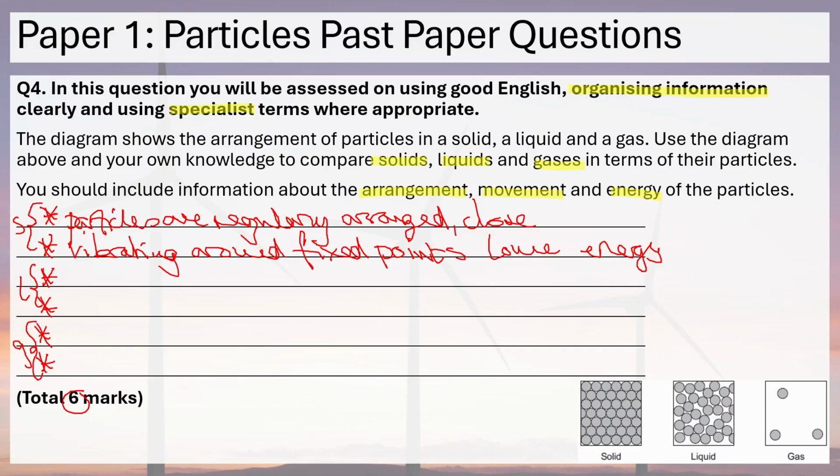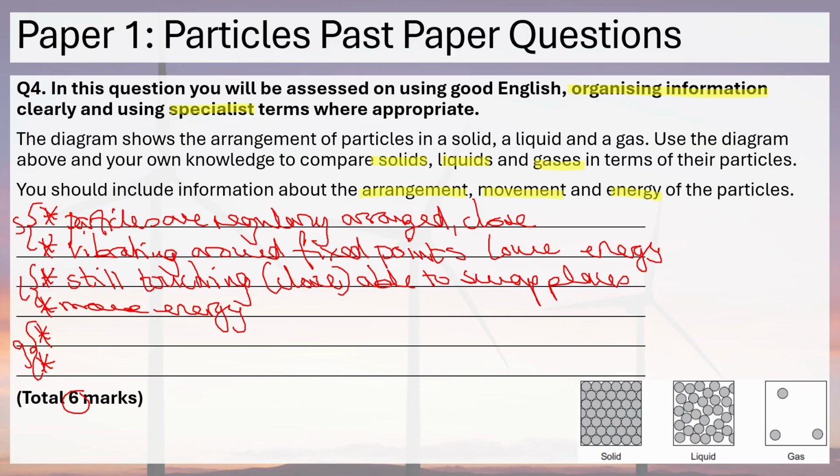When I'm looking at the liquids, I can talk about the fact that they are still touching. So they are still close. They're able to swap places. I could say there's more energy than in a solid. I could talk about the idea that the arrangement is more random. So plenty of things there. I can talk about energy, arrangement and movement.